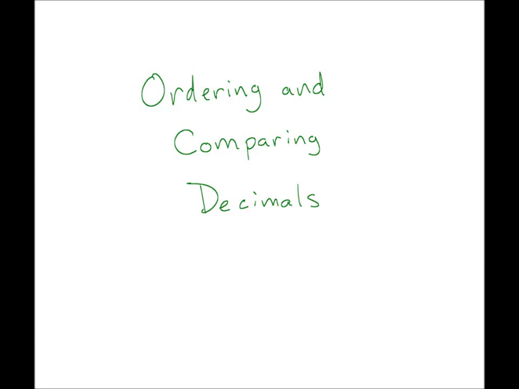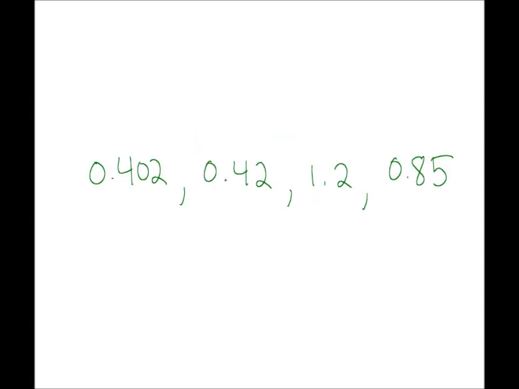Ordering and comparing decimals. Ordering and comparing decimals involves looking at different numbers to compare them to see which ones are smaller or larger. We'll do that by comparing their place values. Here are 4 different numbers. I want to compare them, and I want to see which is the smallest and which are the largest.